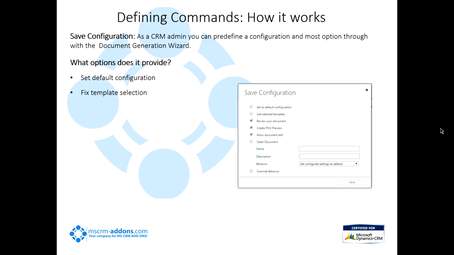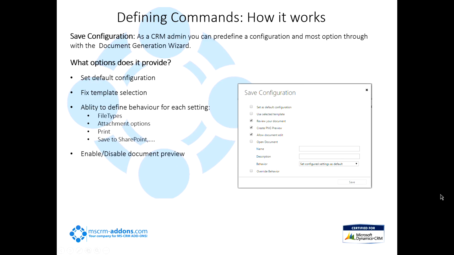We can fix the template selection, so we can basically say, hey, we're going to use this template every time. We have the ability to define behavior for each setting, such as setting up file types, attachment options, print, save to SharePoint, etc., all within here.